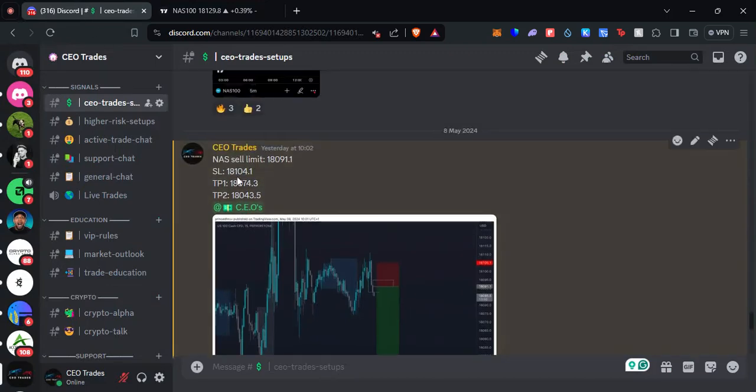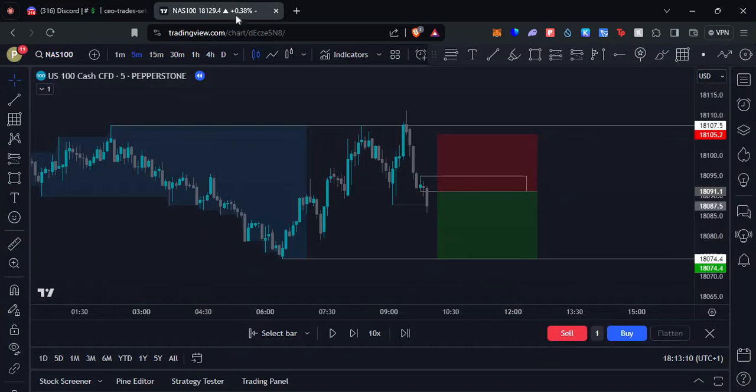And this is when I sent the limit into the Discord, where I told everyone that I'm putting this NAS sell limit into place. Here's the stop loss, first take profit, and the second take profit.